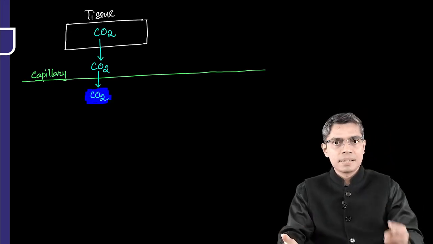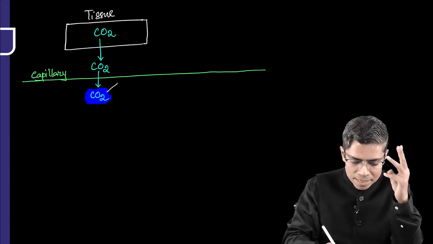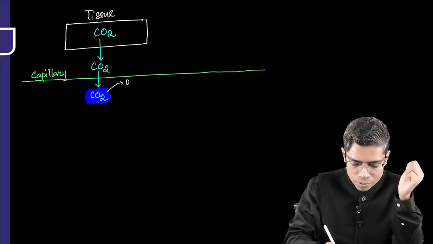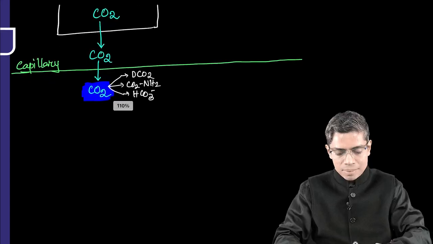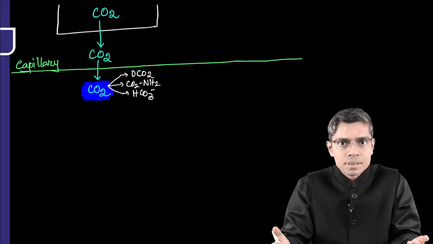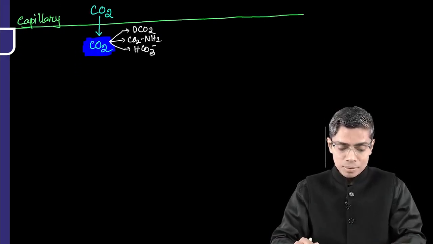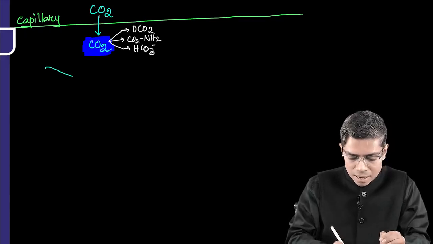We have just seen that it is going to form three forms. And what are those three forms? I am writing here small d CO2, that is the dissolved carbon dioxide, CO2 NH2, that is the carbamino compound, and the third is the bicarbonate. I hope you are understanding what I am writing. So carbon dioxide is forming three forms inside the plasma. But this is not the major one. The major one is that carbon dioxide will enter inside the RBC.